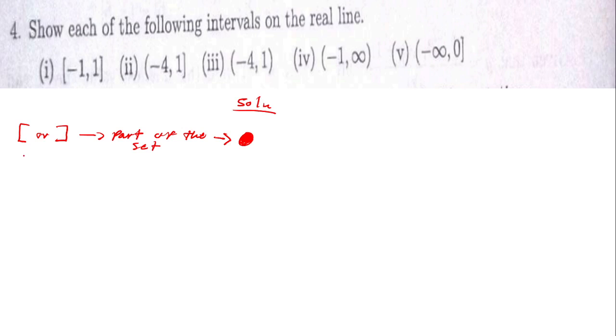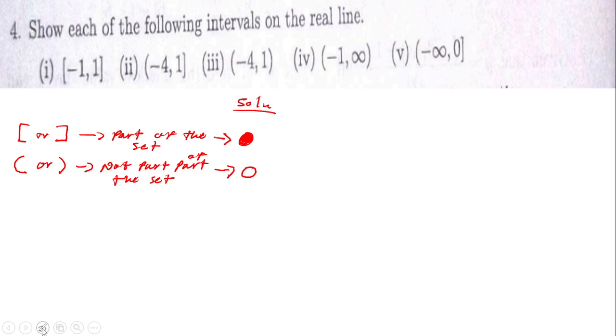And then the other type of brackets which you need to know is this one or that one. This type of bracket simply means not part of the set. So these are the other type of brackets that you have to make sure that you take note of. And this type of bracket is represented on a number line using the unshaded circle. So with this little knowledge which I've shared here, you are able to change the intervals which you have been given into the number line.